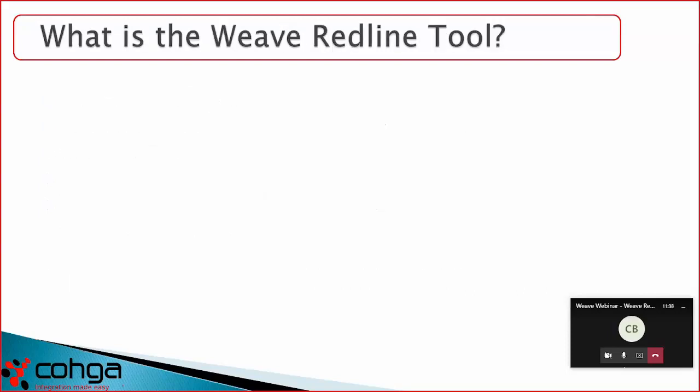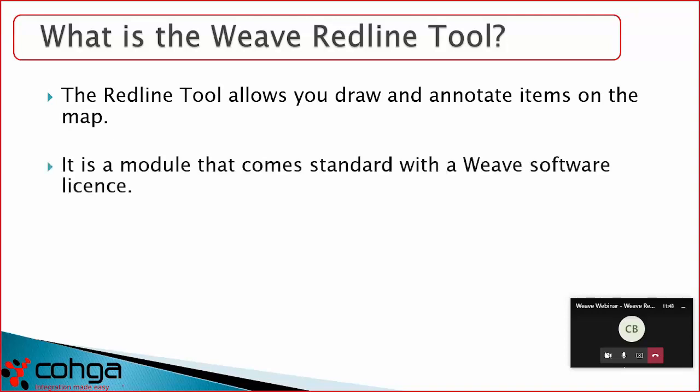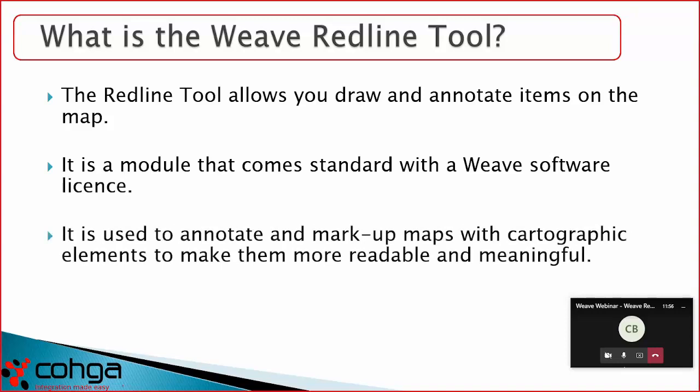So what is the Redline tool? Well, fundamentally, it's a tool that allows you to draw and annotate items on the map. It's a module that comes standard with the Weave software license, so anybody that's running Weave should have it running on your desktop now. And as I say, it's used to annotate and mark up maps with cartographic elements to make them more readable and meaningful.